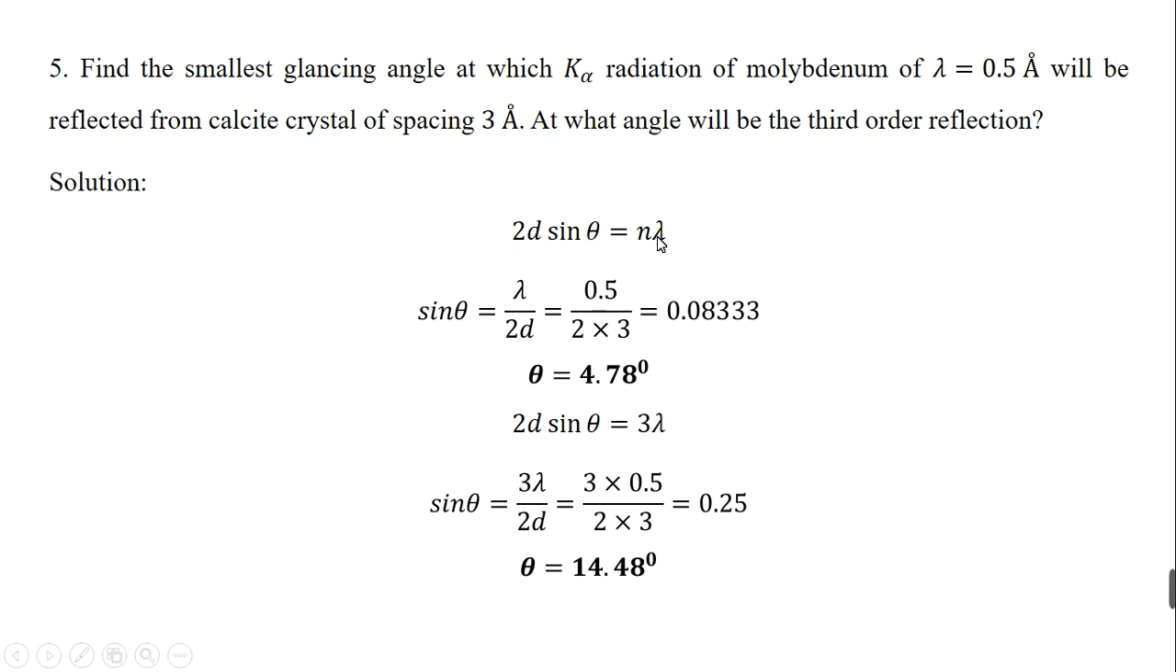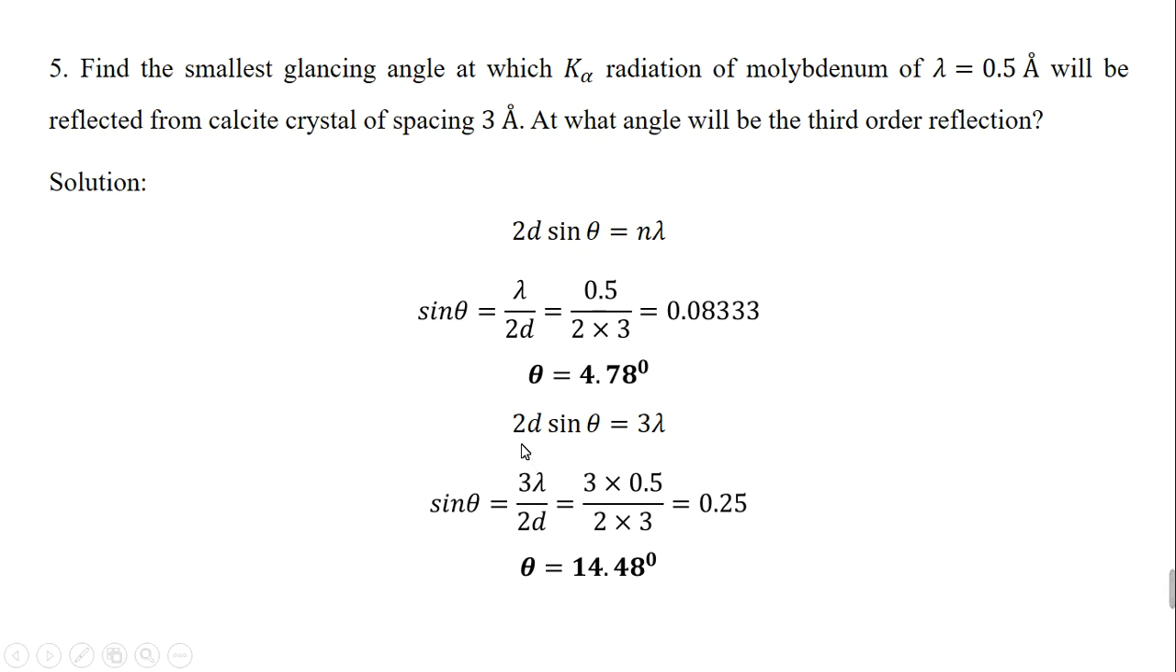So sin theta is equal to n lambda divided by 2d, and for the first order n is 1. Substitute the value of lambda 0.5, 2 into d is 3. So the answer will be this one. Now theta is equal to sine inverse of this value. It will be 4.78 degrees. So this is the smallest glancing angle. 2 glancing angles are to be determined. First one is the smallest glancing angle for K alpha radiation. The next is the glancing angle for third order reflection.